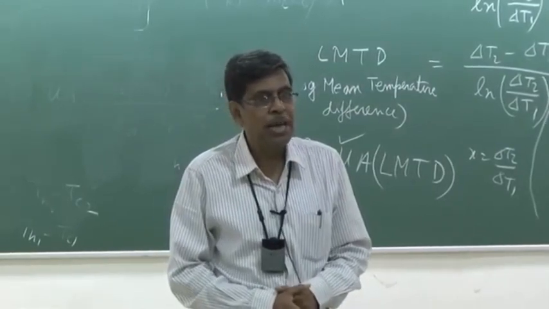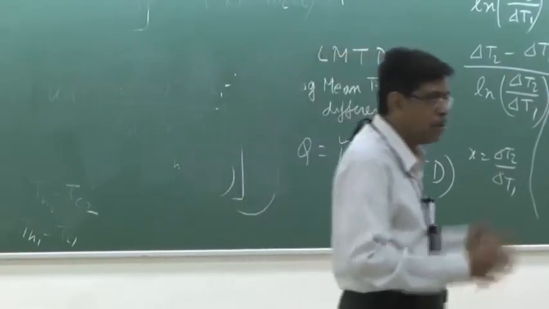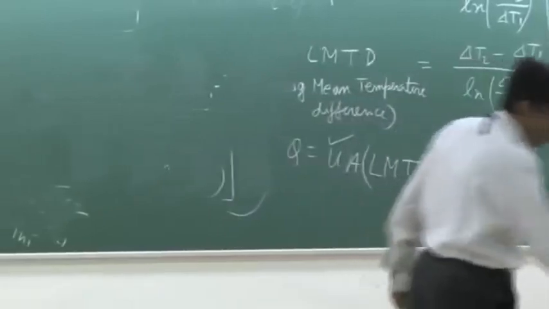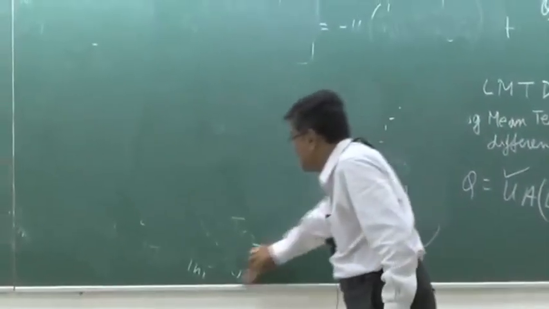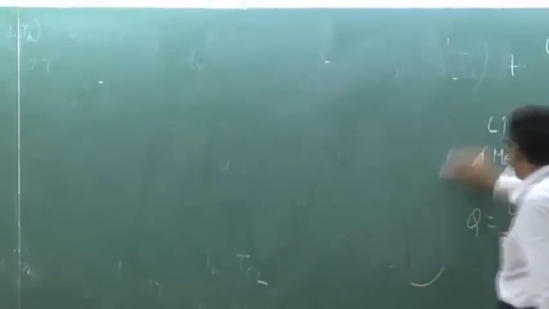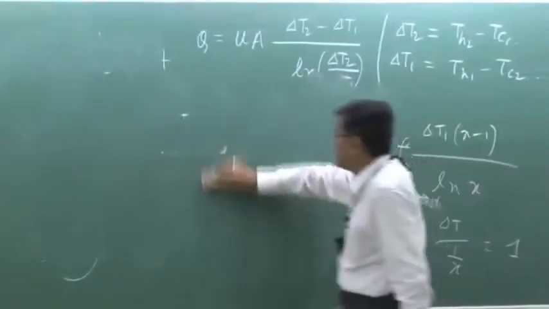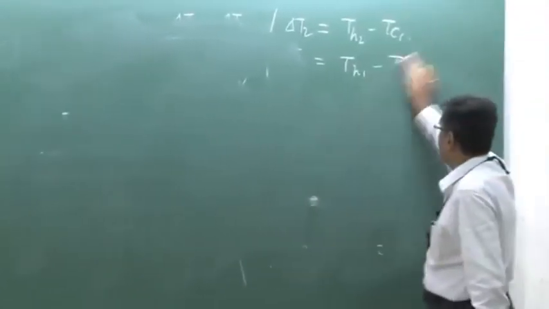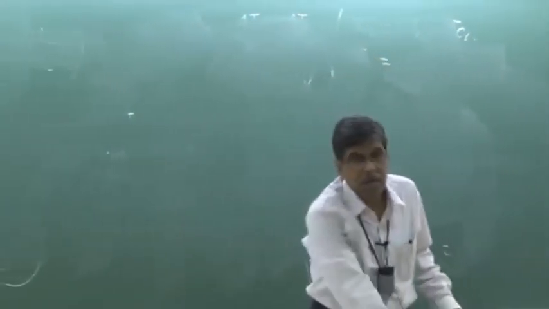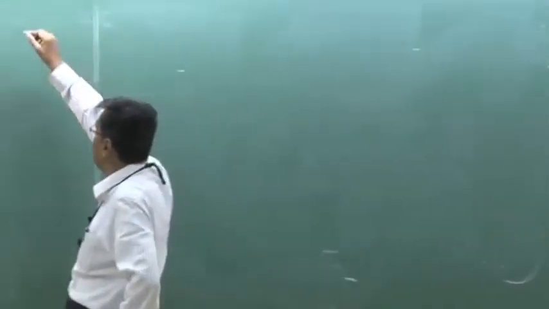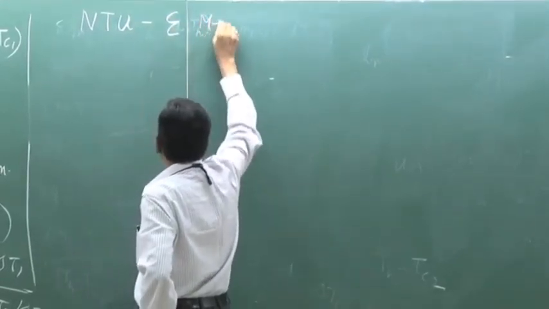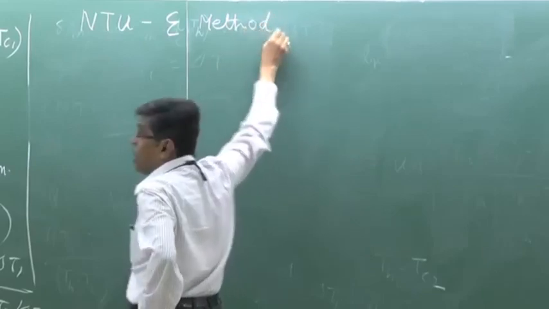Then two scientists, Kays and London, two stalwarts in the field of heat transfer, found another suitable method for this type of problem where sizing is given, that means surface area is given. We have to rate the heat transfer in terms of its heating and cooling load. That means we have to tell what are the outlet temperatures of the hot and cold fluid. And this method, which was found by Kays and London, is known as the NTU-epsilon method. So LMTD is one method, another method is NTU-epsilon.